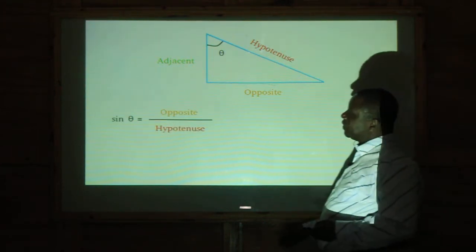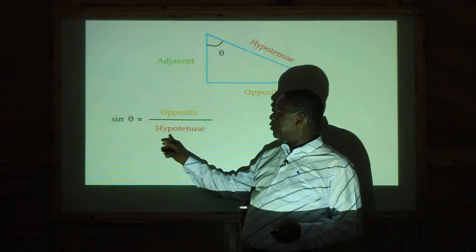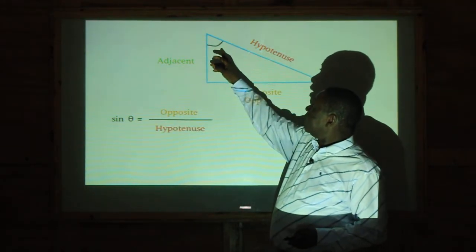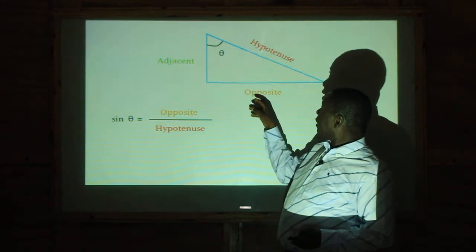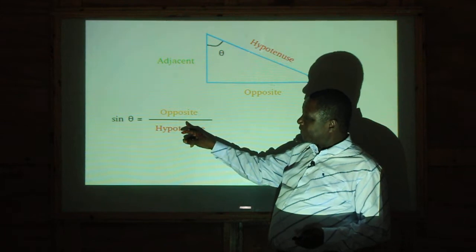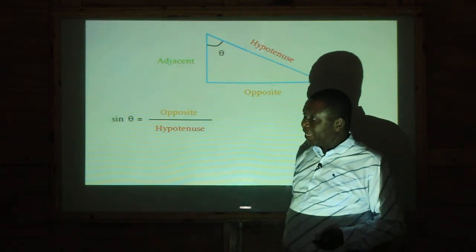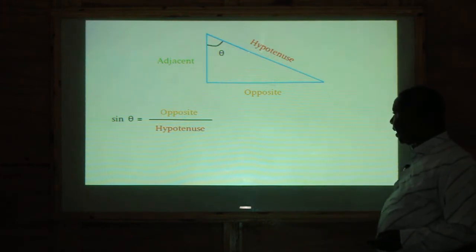This is the ratio of the sine. The sine is always opposite all over hypotenuse. In other words, for this angle, it is the opposite all over the hypotenuse. That is the ratio of the sine. Don't forget, opposite all over hypotenuse. That gives you the ratio of the sine.